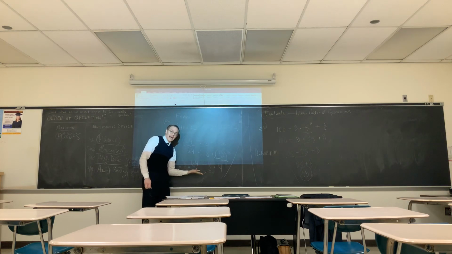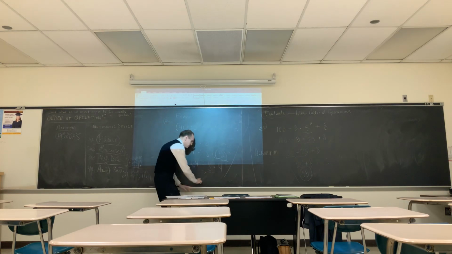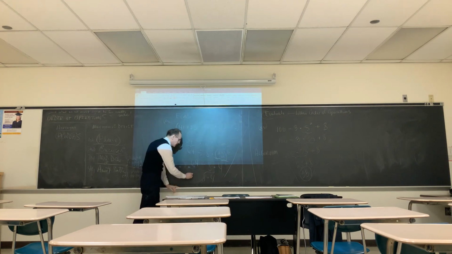64 divided by 8 is just 8. So you have 8 times 4, and there's nothing else to combine. You get a similar number, 32.